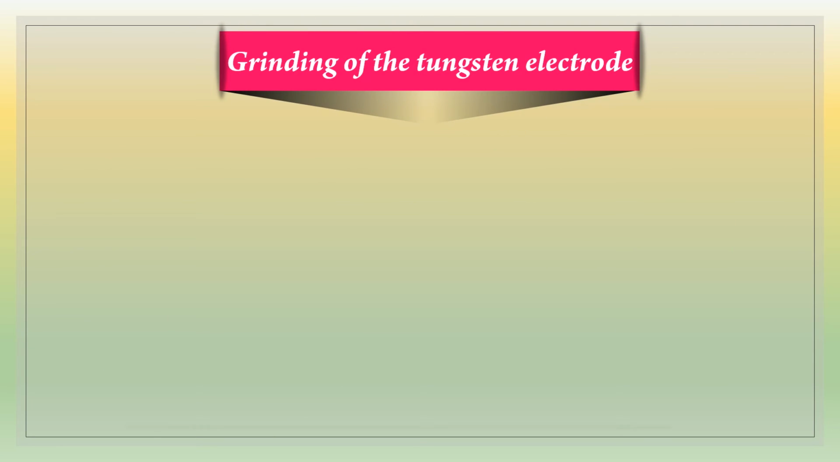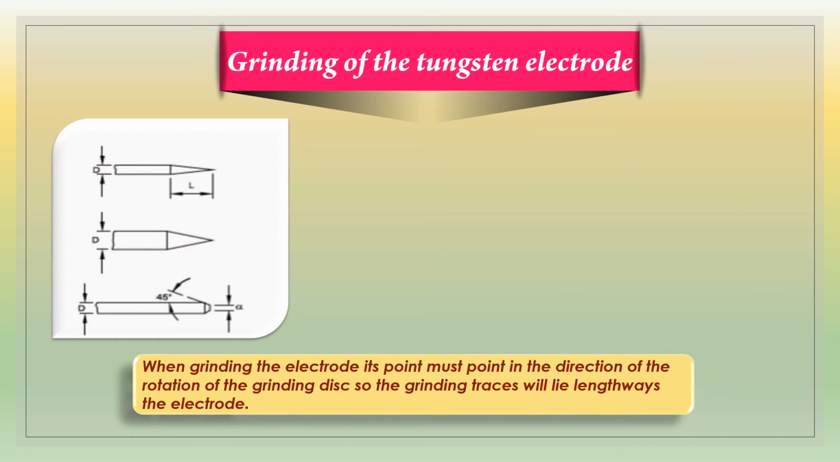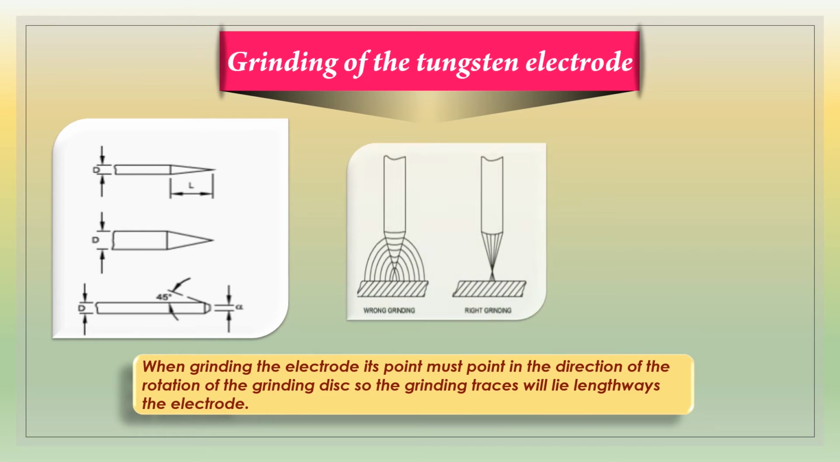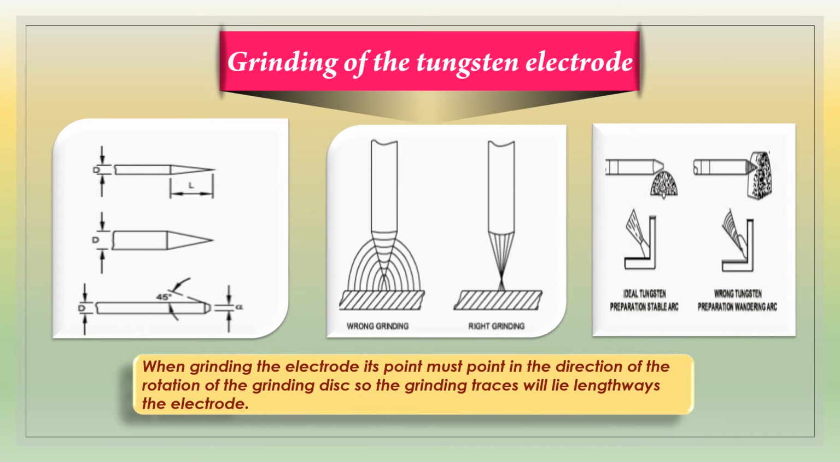Grinding of the tungsten electrode. When grinding the electrode, its point must point in the direction of the rotation of the grinding disc, so the grinding traces will lie lengthways along the electrode.